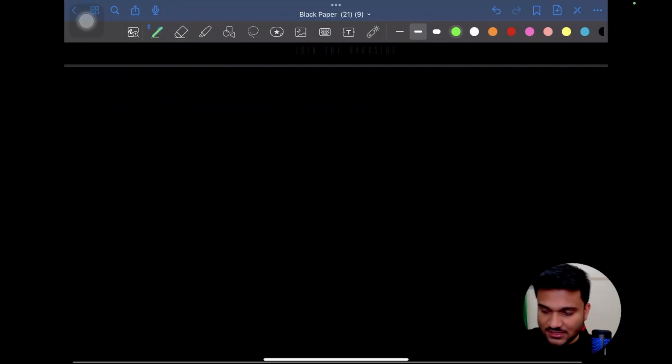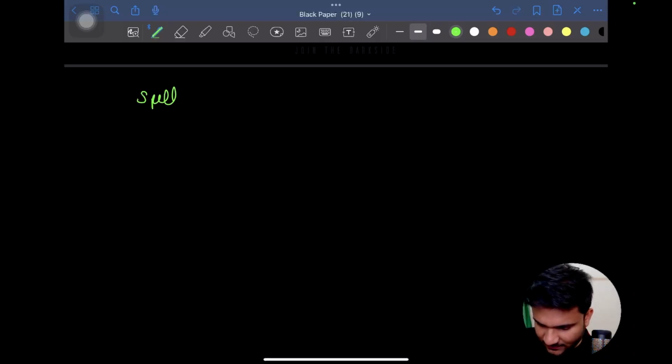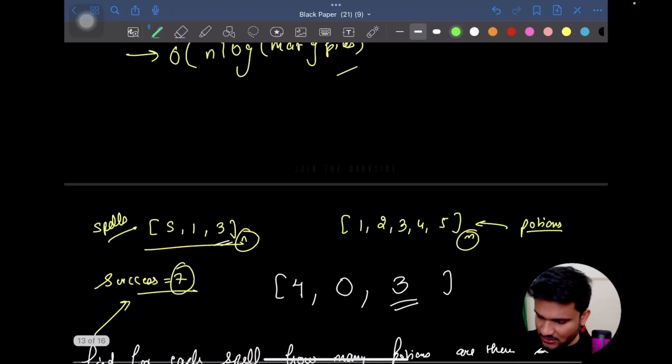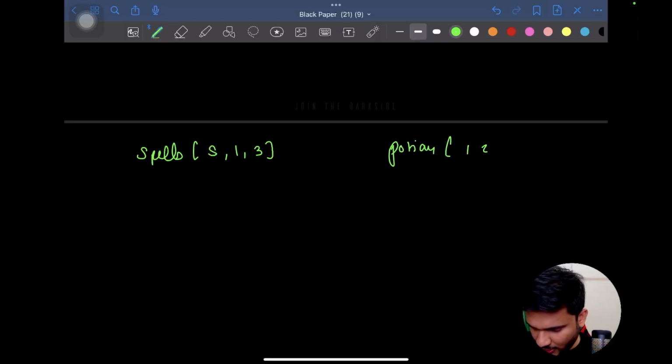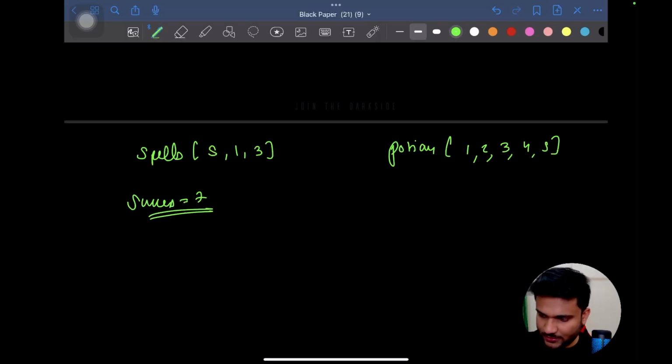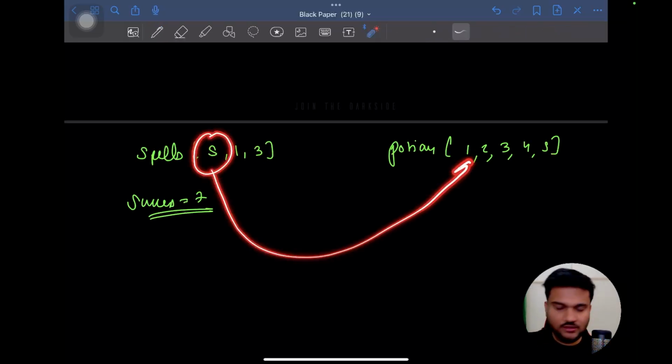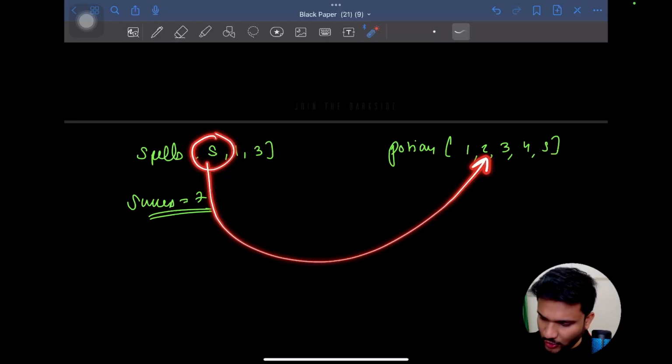Optimization can be really easy. Let's think about it. You have a spells array, which is 5 1 3. And you have a potions array, 1, 2, 3, 4, 5. And you have a success value 7. Now just think about it. Is 5 into 1 greater than or equal to success? No. Is 5 into 2 greater than or equal to success? Yes. 10 is greater than or equal to 7.